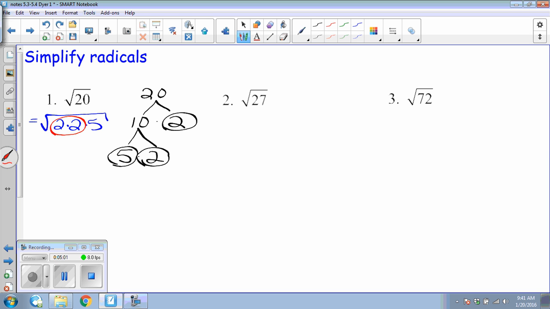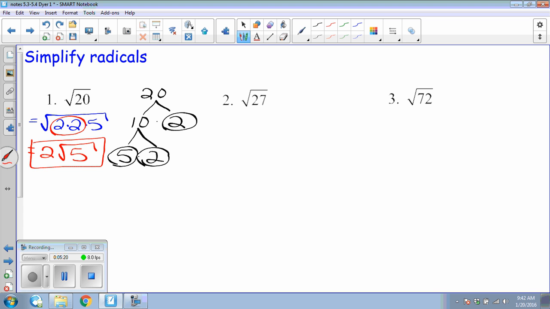I have a pair of 2's. So that means a 2 can come out of the radical on the outside. So that's equal to 2. I don't have a pair with 5, so it stays under. So the square root of 20 simplifies to 2 square roots of 5. Anybody know why I can take that 2 out?